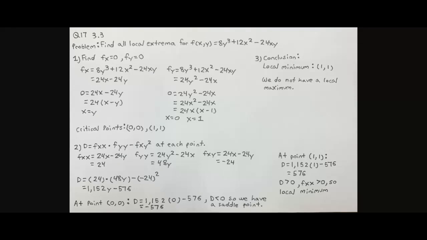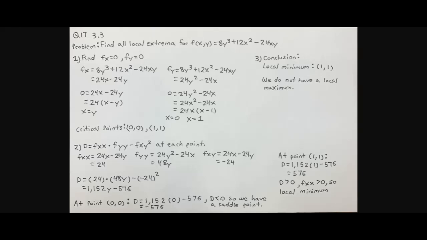And then I substituted back into my equation. So I get D is equal to 24 times 48y minus negative 24 squared, which gives us 1,152y minus 576. So the first point I decided to classify was (0, 0). So I plugged 0 into 1,152y minus 576, which gives us negative 576. Since D is less than 0 in this case, it means we have a saddle point.